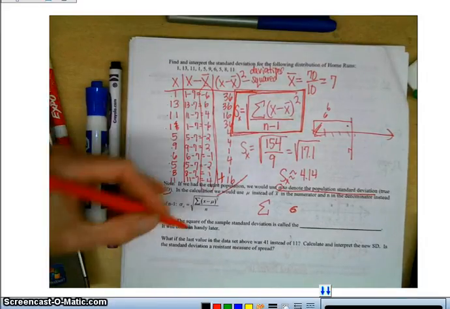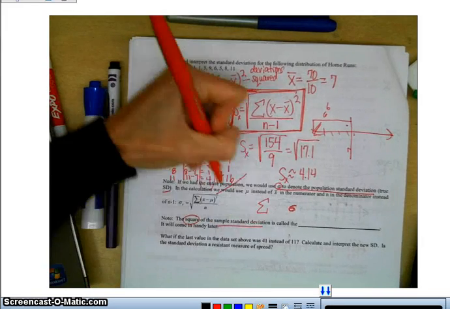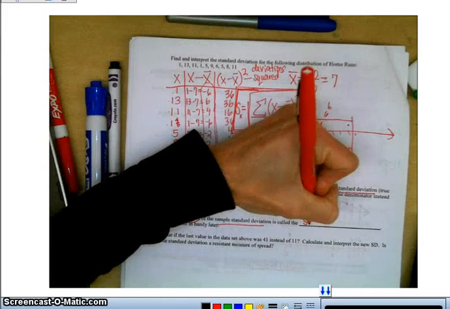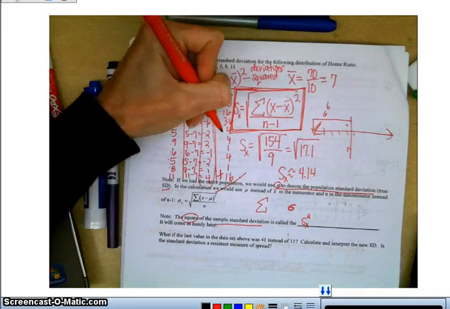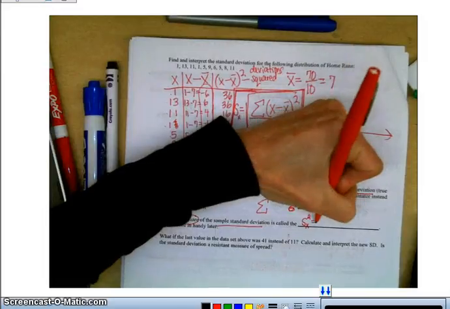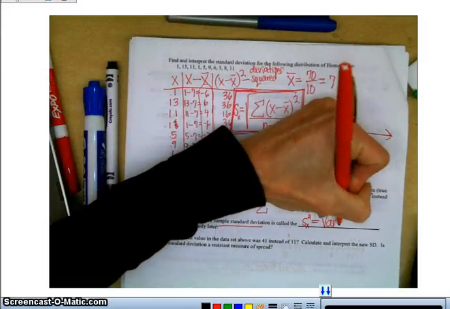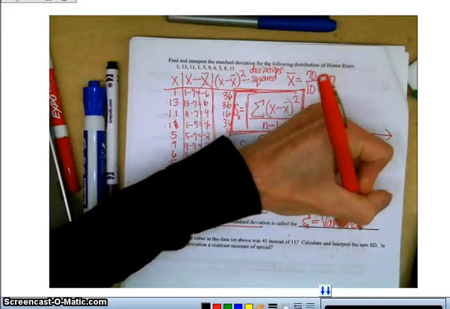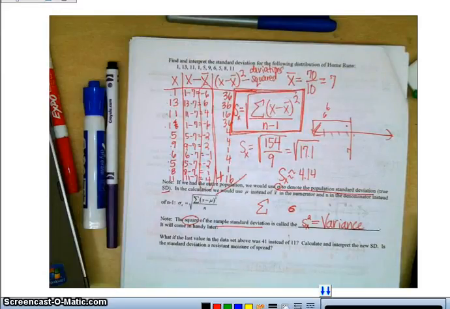All right, the square of the sample standard deviation. The sample standard deviation squared is called the variance. We'll use the variance later, but not now. You might need to know what the variance is, that it's the square of the sample standard deviation.